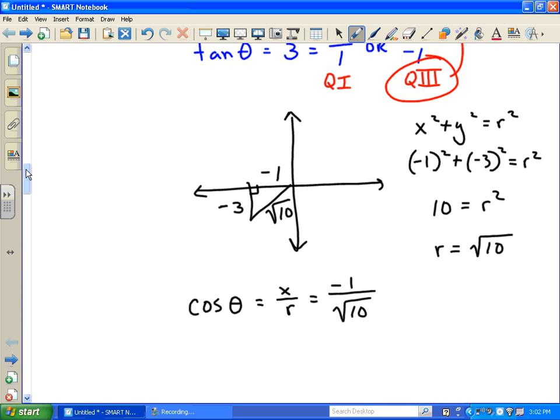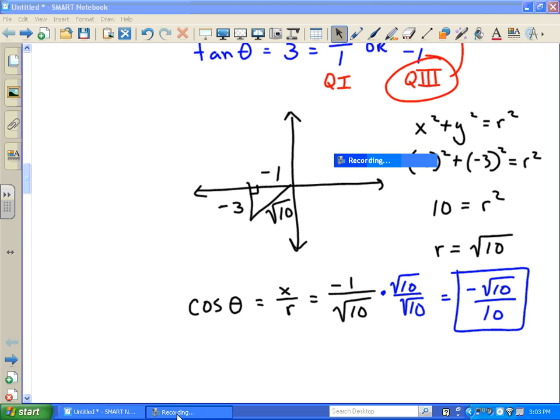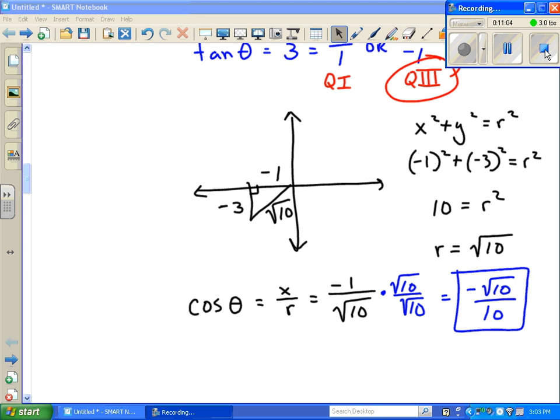To finish off the problem, we need to rationalize the answer. And so the final answer would be negative square root of 10 over 10. This concludes the lesson on finding trig functions for theta values that are greater than 90 degrees.